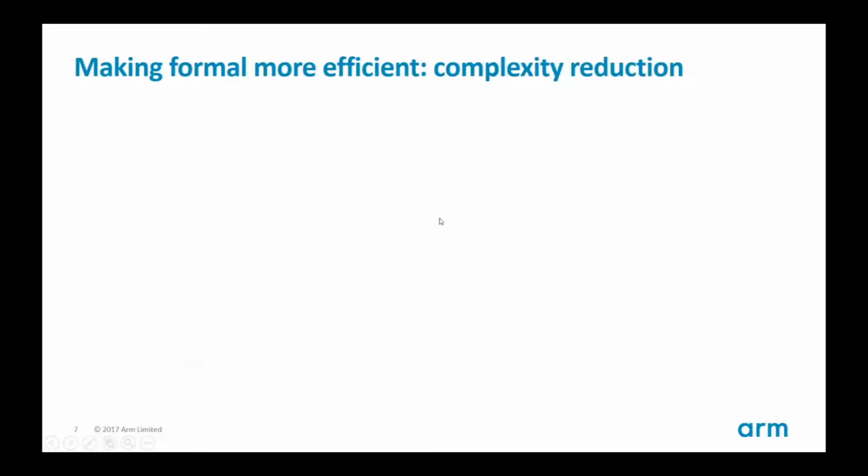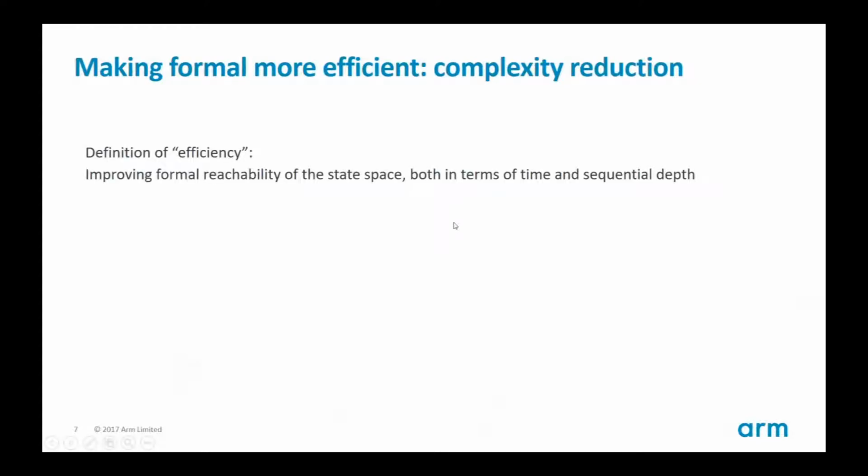Now, one of the problems with formal is, as Vikram was explaining earlier, you have to manage the complexity of your test bench, and you have to, as much as possible, make the test bench more efficient. And one definition of efficiency for formal can be to improve the reachability of state space, both in terms of time and sequential depth. So what that means is you want to get to your state space using your formal test bench as soon as possible and in as few cycles as possible.